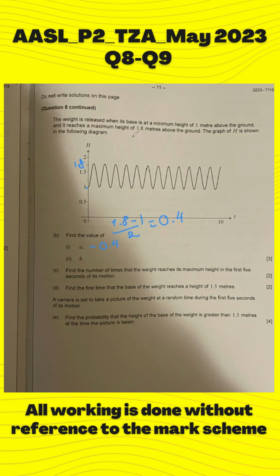B, and let's write the function again. So A cos of 7.8 t plus B. So B will be the midline. So the formula to find the midline is 1.8 plus 1 divided by 2. This will be 1.4. Or you can use 1.8, the maximum, minus the amplitude. It is also 1.4. Okay, now our full equation is negative 0.4 cos of 7.8 t plus 1.4.